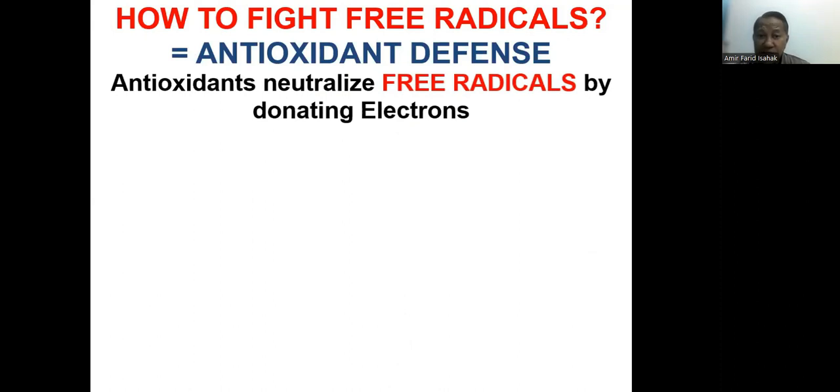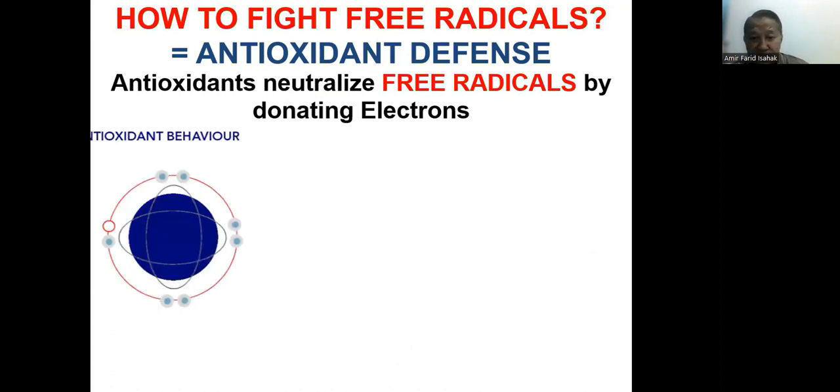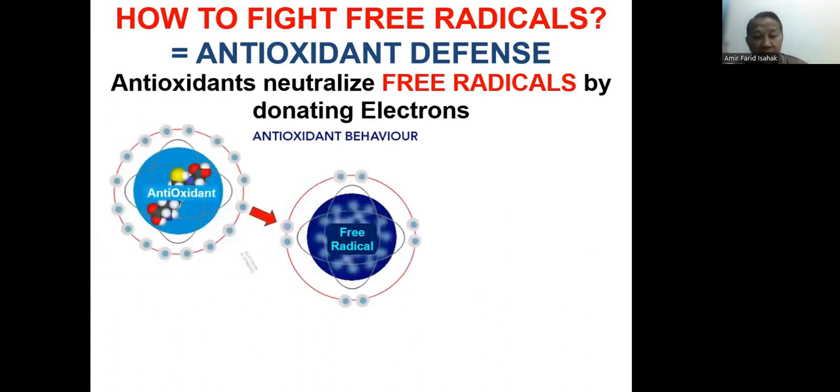So how do we fight these free radicals? And this is where antioxidants come in, because antioxidants neutralize free radicals by donating the electrons that these free radicals lack that make them unstable. But note that when the antioxidant donates the electron, then the antioxidant itself now becomes deficient of electron. So you end up with an oxidized antioxidant or even a free radical.